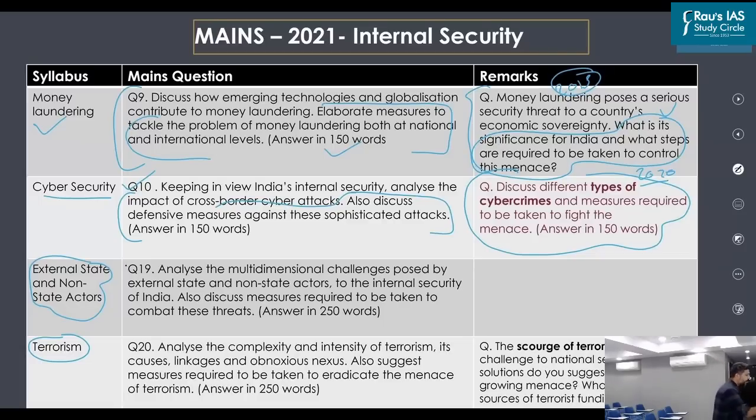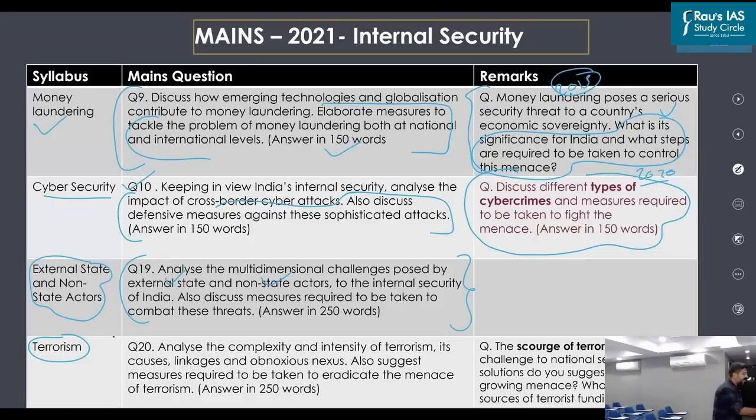Then look at this question: analyze the multidimensional challenges posed by external state and non-state actors to the internal security of India. Also discuss measures required to be taken to combat these threats. Now, this is directly or indirectly related to the issue of terrorism, because one of the important external state actors creating disturbances in India's internal security is of course Pakistan, plus there are other state actors as well. Plus the non-state actors like the terrorist organizations, or the organized crimes which have linkages with the terrorist organizations, are posing a threat to India's internal security. So these are two broad dimensions.